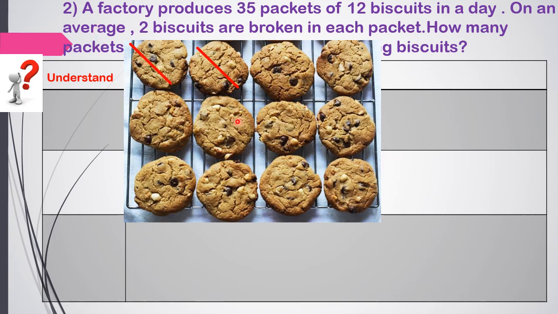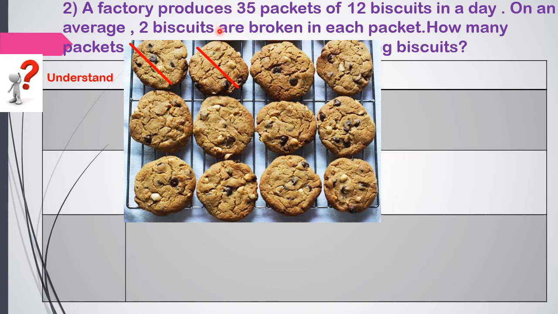In the 12 biscuits, 2 biscuits are broken. So how many biscuits are there in the remaining, the unbroken biscuits? We can find out easily. 1, 2, 3, 4, 5, 6, 7, 8, 9, 10. If you draw like this, we can find out easily. So the total number of biscuits is 12. Then 2 biscuits are broken. So remaining biscuits are 10.